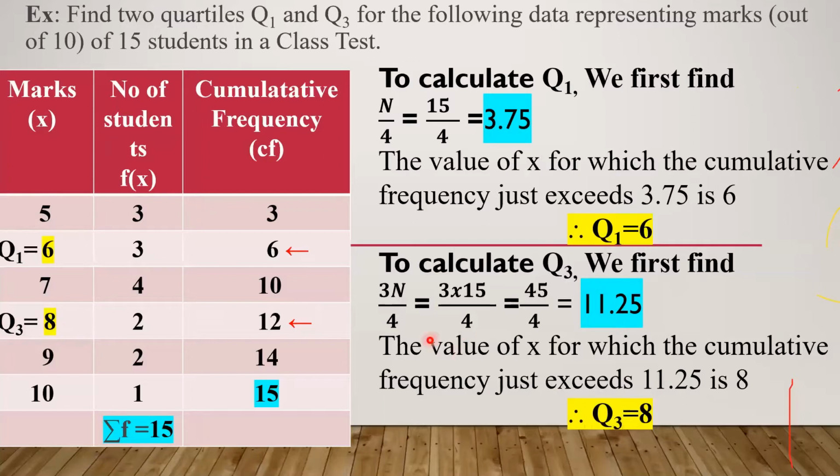So look at here, I have written the value of X for which the cumulative frequency just exceeds 11.25 is 8. So Q3 is equal to 8. So in this way, we calculate Q1 and Q3 for discrete type of data. Okay. Now we will see how to calculate Q1 and Q3 for group data of continuous type.